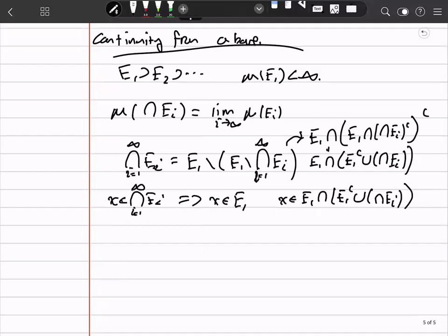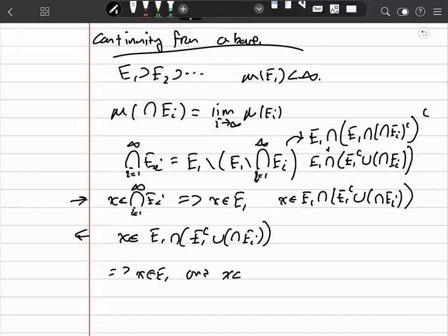So that's the forward direction, and the reverse direction is if x is in E1 intersect E1 complement union intersection of E sub I. This implies that x is in E1 and x is in E1 complement union the intersection of E sub I, and this, of course, is from I equals 1 to infinity. But since x is in E1, x can't be in E1 complement, so that implies that x is in the intersection of E sub I. So we have this equality.